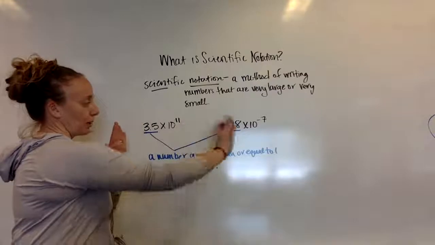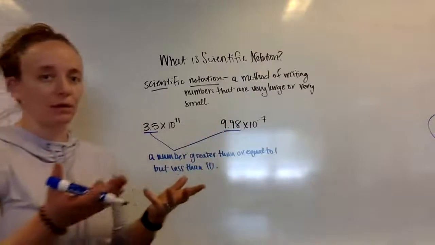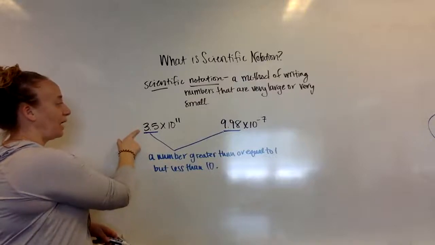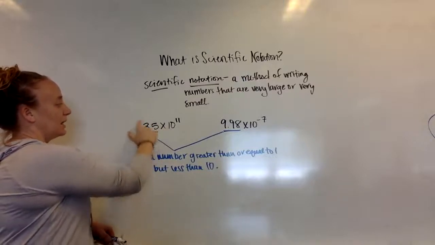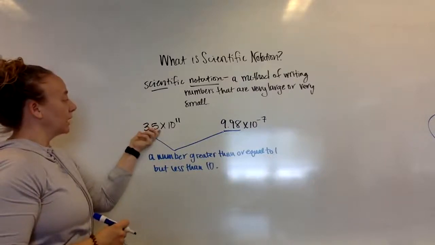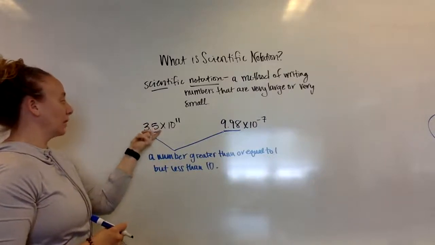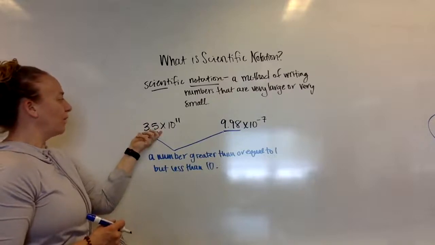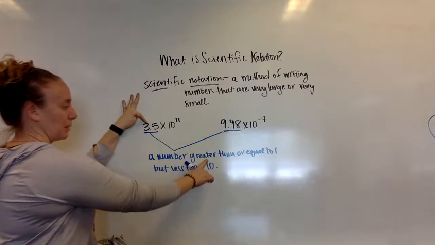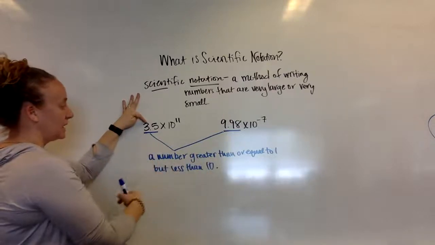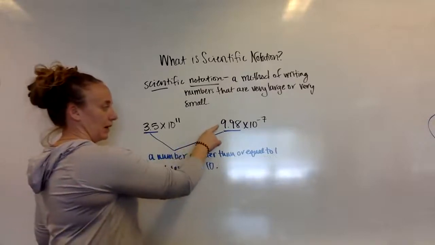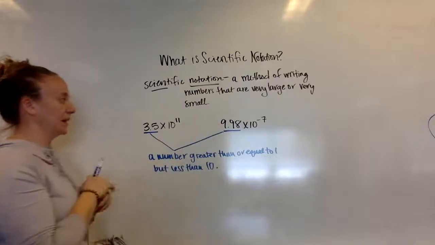After that, all of the rest of the numbers within whatever number you're representing are going to be behind the decimal point. So 3.5 times 10 to the 11th, this number is massive. It's like in the trillions, or actually in the billions at least. So 3.5, this 3 is a number that is greater than or equal to 1, and it's less than 10, and all the rest of the numbers are behind it. Same thing here with this 9.98. This number is greater than or equal to 1 and less than 10.